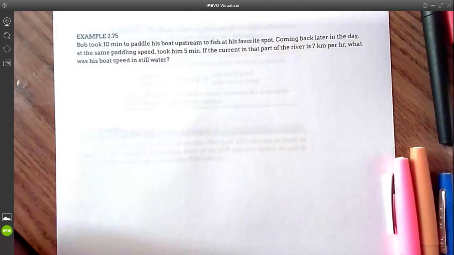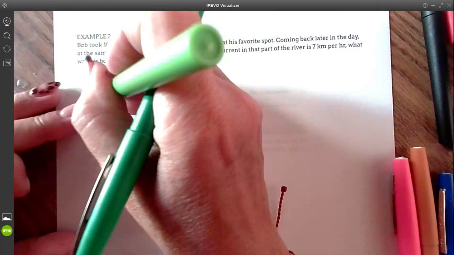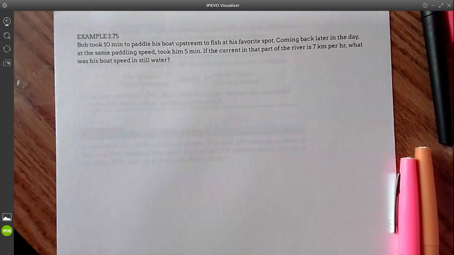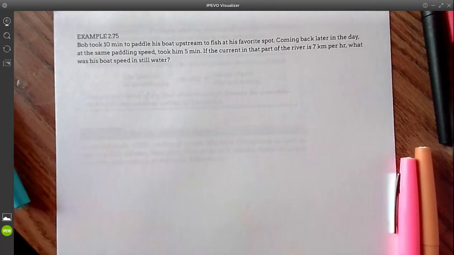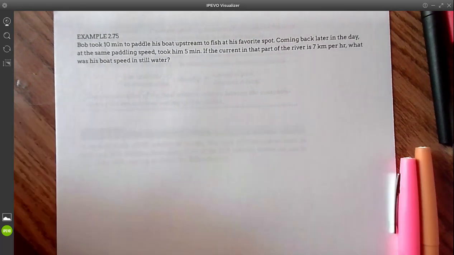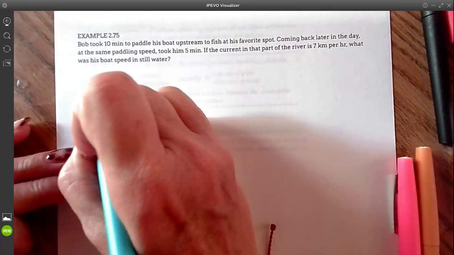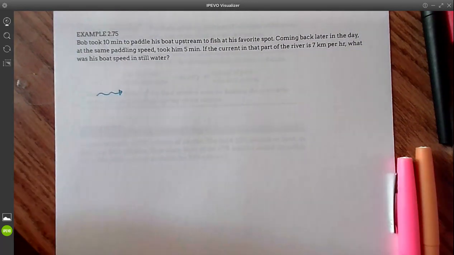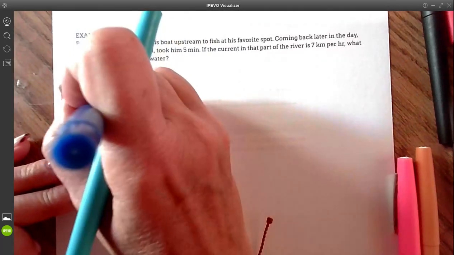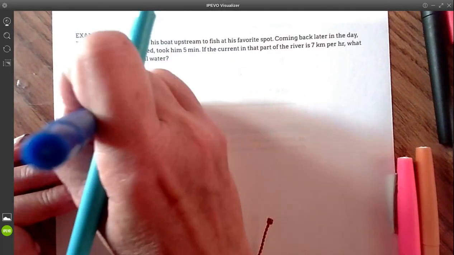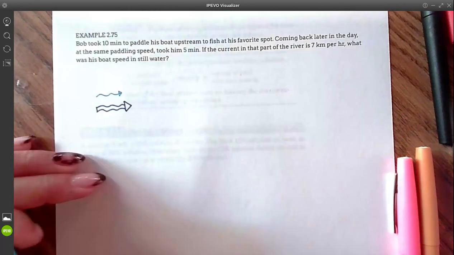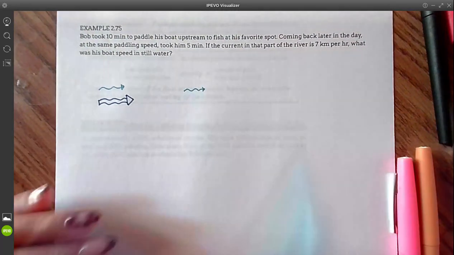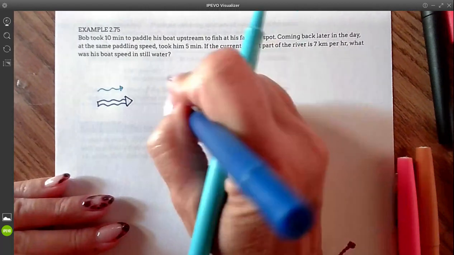So when I have this situation, we have the river. Maybe I should use blue since it's a river. We have a river and we have a boat that he's paddling. The river is going to be going at a lower rate than the boat. Otherwise, Bob wouldn't be able to make any headway. So I'm going to have two situations. One where the boat and the river are going the same direction, and one where the boat and the river are going opposite directions.